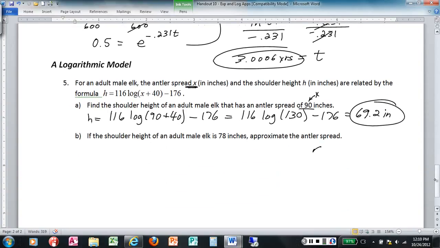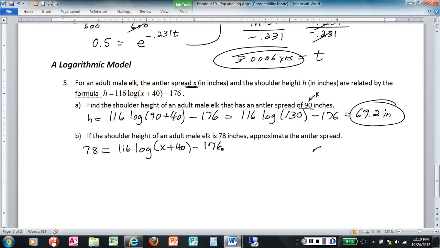If the shoulder height of an adult male elk is 78 inches, approximate the antler spread. Well, in this case, I've got the shoulder height, and the shoulder height is represented by the h. So I've got h, so that's 78 over here on the left, and that equals 1/16 the log of (x plus 40) minus 176.